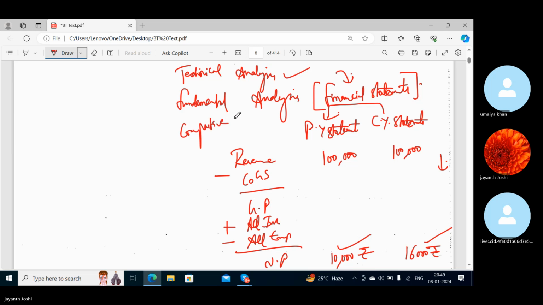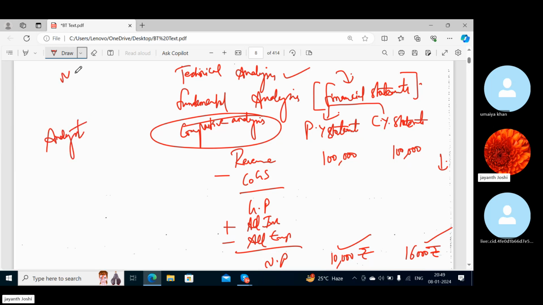What is that? Comparative analysis. This is one of the types of analysis which an investor can do on his own, or he can take the services of an expert, an analyst. Let's say Mr. X is a doctor and he doesn't have any knowledge of finance. He is new to the world of finance. Then he can take the services of an analyst, and the analyst would do the same thing. He is going to do the technical analysis, fundamental analysis, study the financial statements thoroughly, compare the statements of the current year with the previous year, and he can forecast the future of the company.